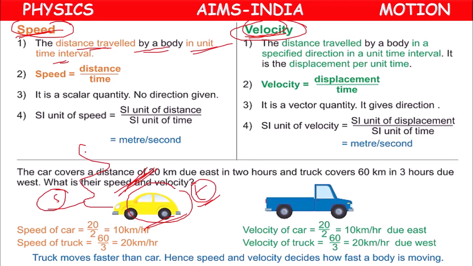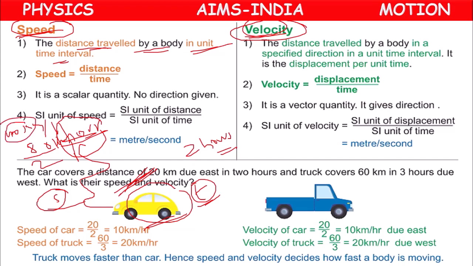Suppose it went 80 kilometers in 2 hours. But we have to calculate in 1 hour, in unit time. So 80 by 2, if we divide, we will get 40 kilometer per 1 hour. This 1 hour is unit time. In unit time, how much distance it has traveled, it is called speed.